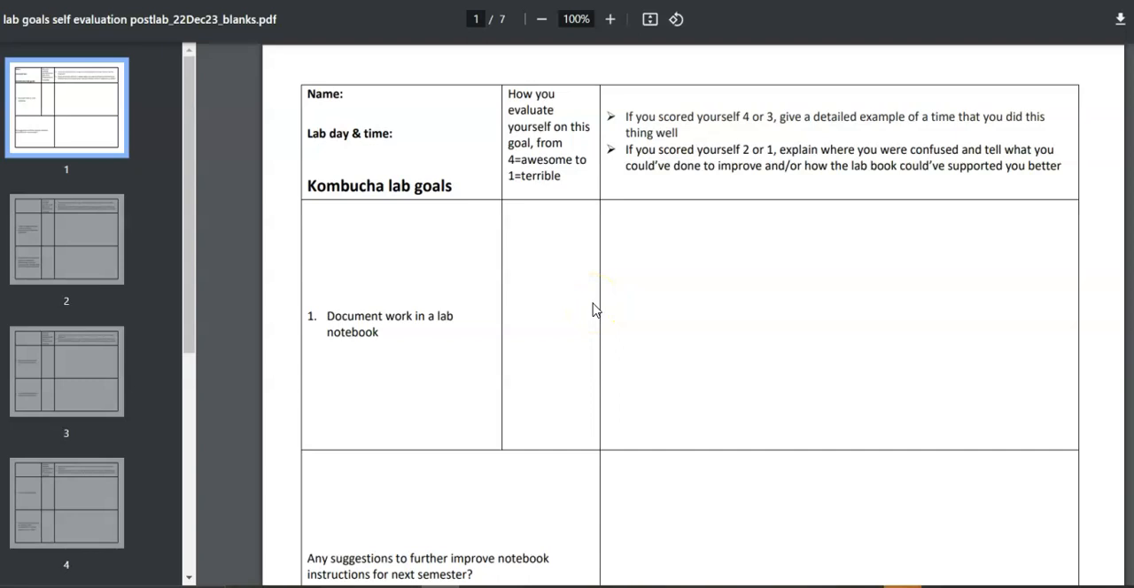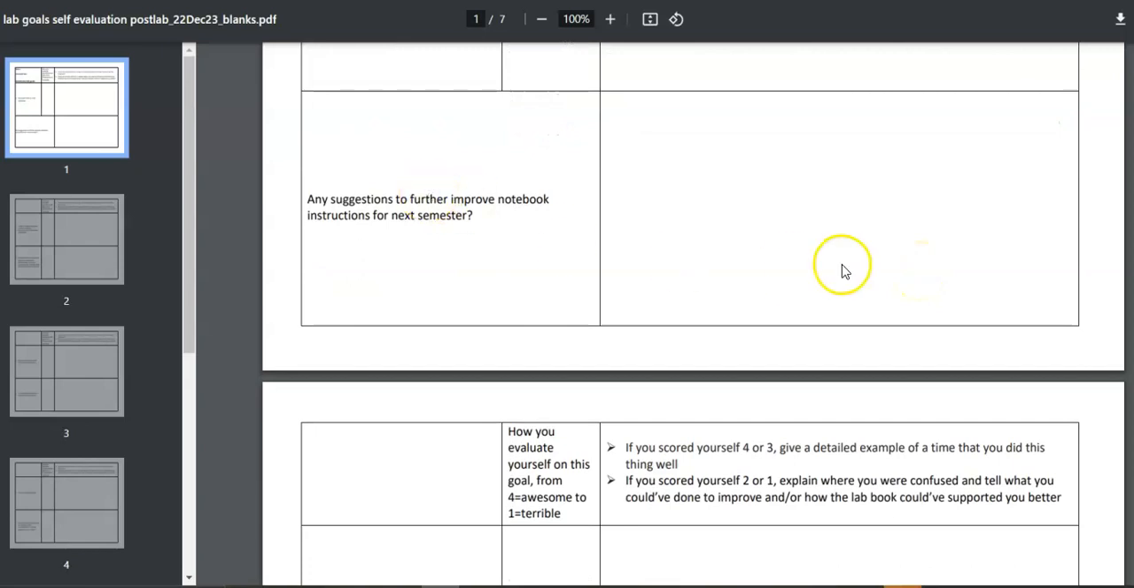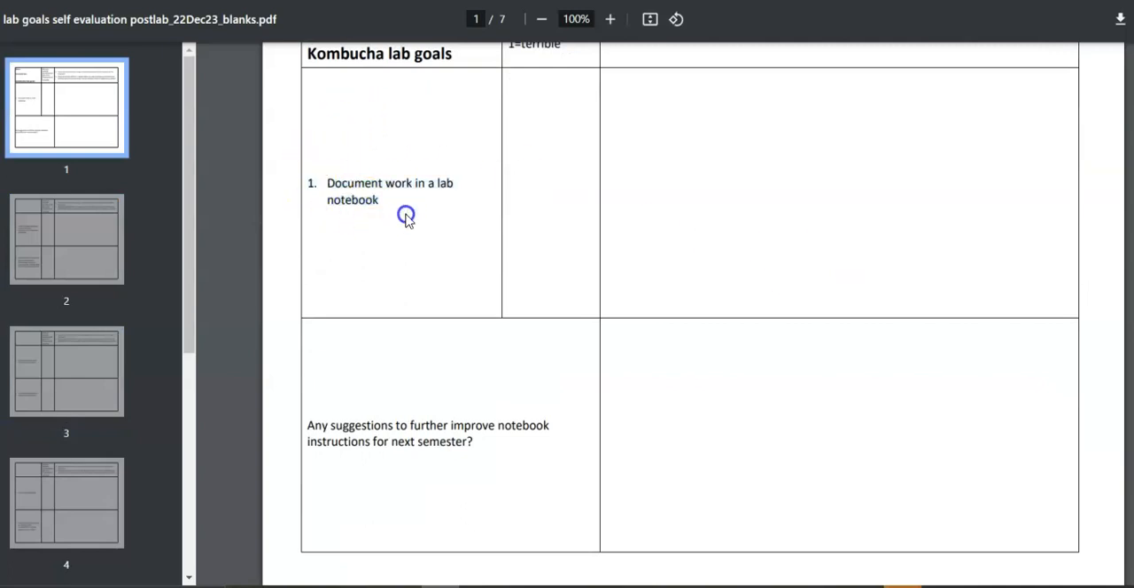And so what you're going to do for this is you will rank yourself from 1 to 4 on each of the lab goals. So how well do you feel like you mastered this semester? And then if you scored yourself well, give a story telling when you did it well. If you scored yourself badly, then say something about how you were confused, how you think you could have done better, or how the lab manual could have helped you to do better. And then there's different places to give additional feedback. All of the numbered things are required. All of the additional feedback things are optional.